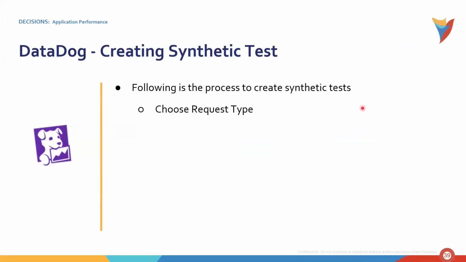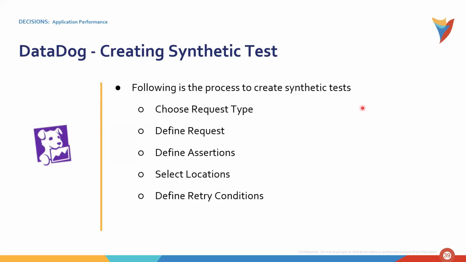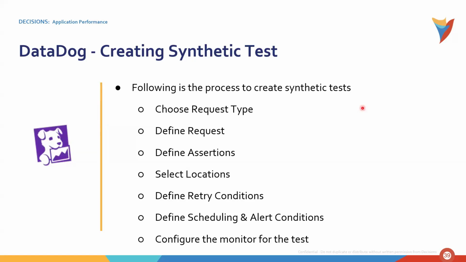So creating a synthetic test is again a multi-step process. There are 7 steps in it. We start by choosing a request, defining the request, defining an assertion, selecting the location, defining retry conditions, then defining the schedule, and lastly, monitoring our tests. I don't have a Datadog account. So what I did is I took some screenshots of how each of these steps looks so that I can give you some visual information about what we mean by choosing a request type. All right.